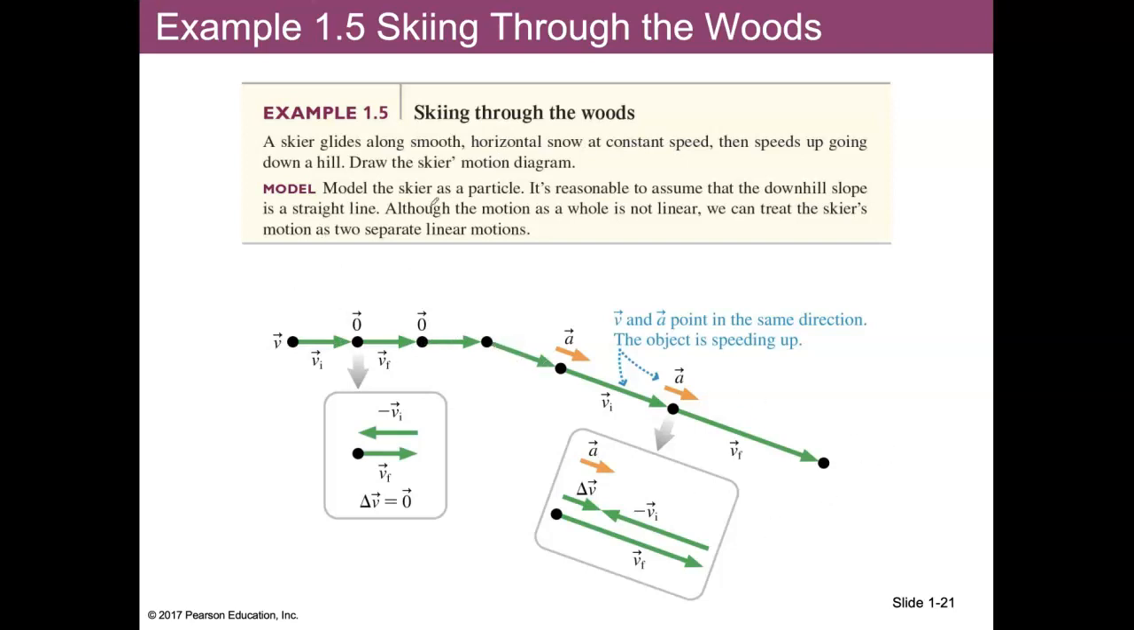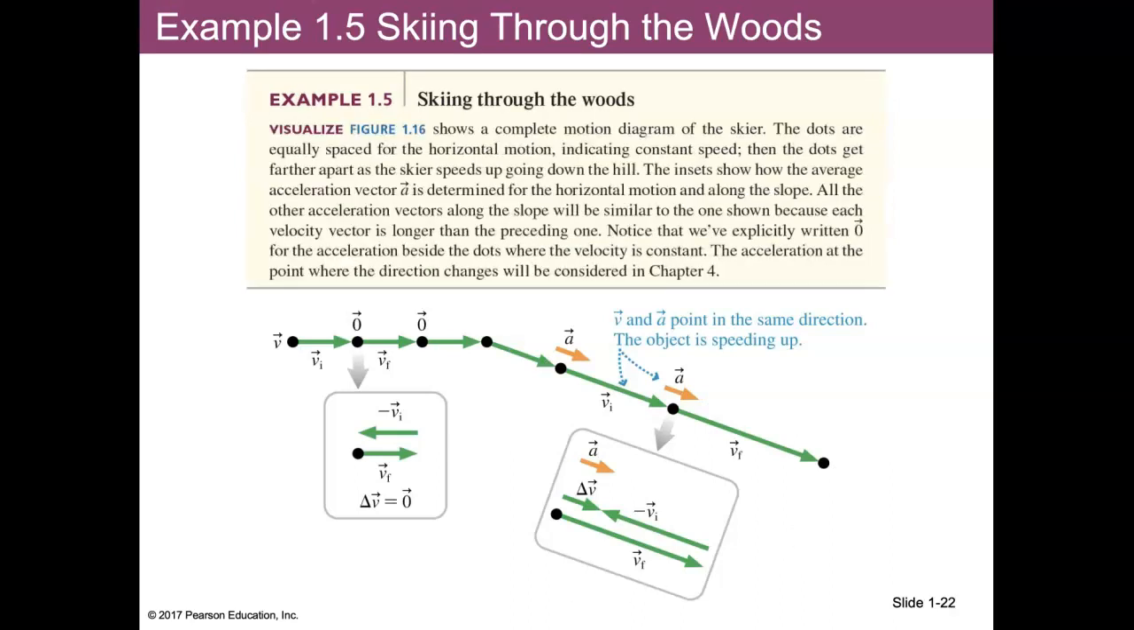So they want us to model the skier as a particle, and we can say that the downhill slope is just a straight line. So we can do that. There's no bumps or hills or moguls or anything like that on it. Alrighty, so let's go ahead and start thinking about how to do this. So we're going to visualize it. This is the complete diagram.